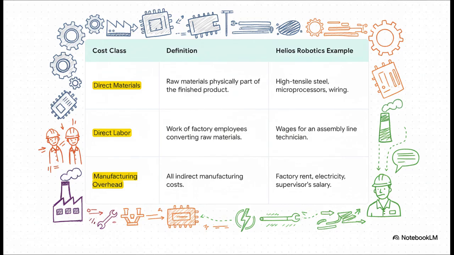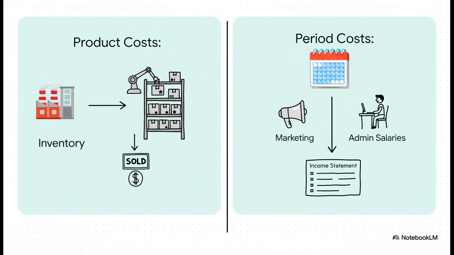And finally, manufacturing overhead encompasses all other indirect manufacturing costs, things like factory rent or the supervisor's salary, which are necessary for production but not traceable to a single unit. It is imperative to distinguish between product costs and period costs, as they are treated very differently from an accounting perspective. Product costs include all manufacturing costs, direct materials, direct labor, and overhead. They are considered an asset and are attached to the inventory. They only become an expense, known as the cost of goods sold, when the product is actually sold.